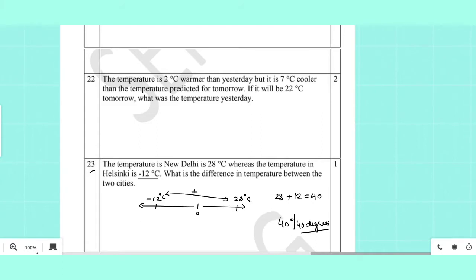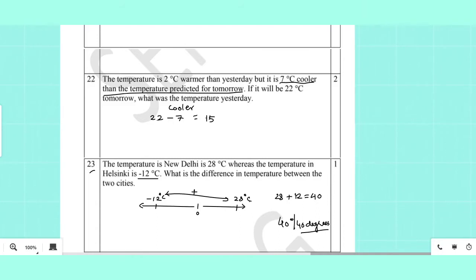Question number 22. The temperature is 2 degrees Celsius warmer than yesterday, but it is 7 degrees Celsius cooler than the temperature predicted for tomorrow. If it will be 22 degrees Celsius tomorrow, what was the temperature yesterday? So from tomorrow's temperature, we are subtracting 7 degrees since it is cooler to get today's temperature. So 22 minus 7 gives us 15. So 15 degrees Celsius is the temperature of today.